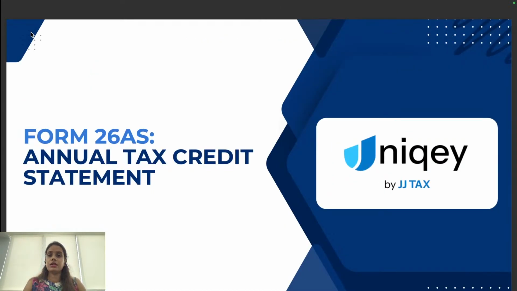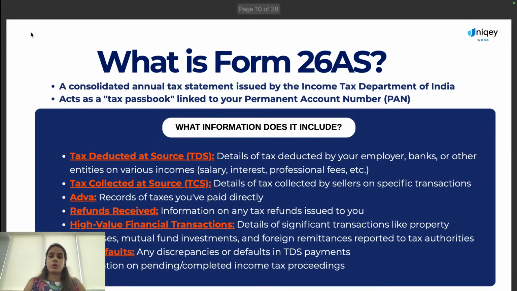So now let's discuss what is Form 26AS. That is also called the Annual Tax Credit Statement. So basically 26AS is a consolidated annual statement issued by the Income Tax Department of India. We can say it is a tax passbook, which is linked to our PAN number. So whatever transactions we have done using our PAN number, all those details will be mentioned in Form 26AS.